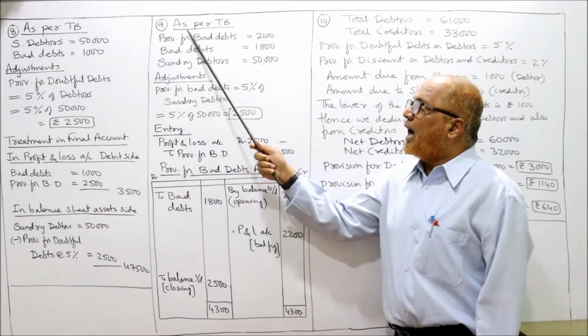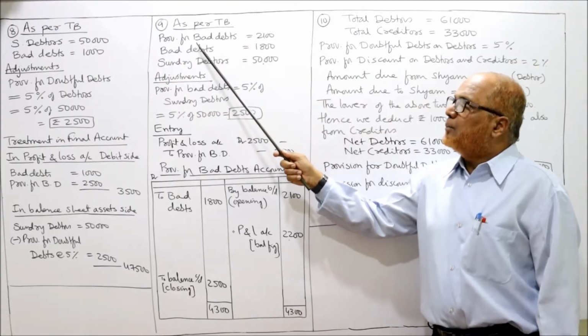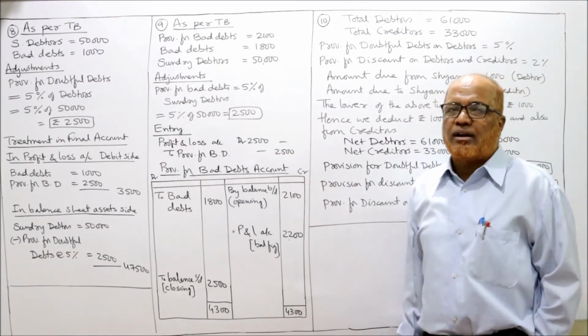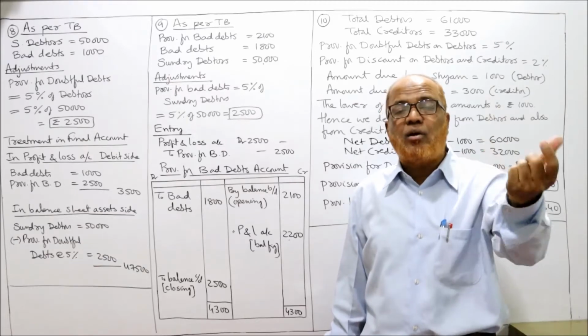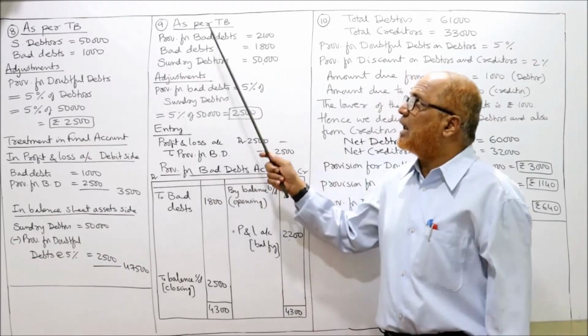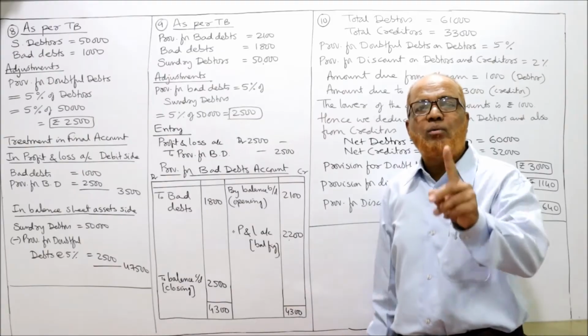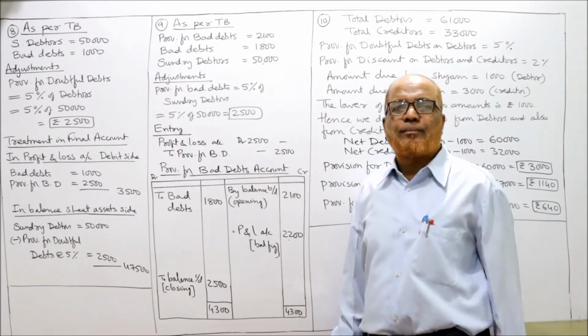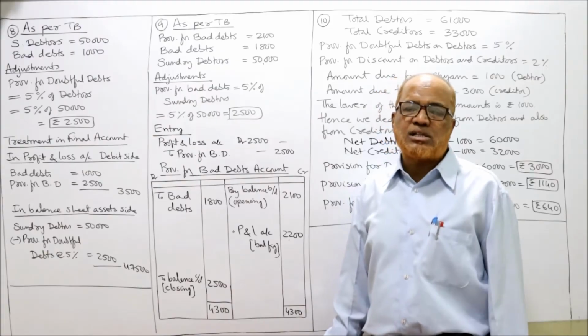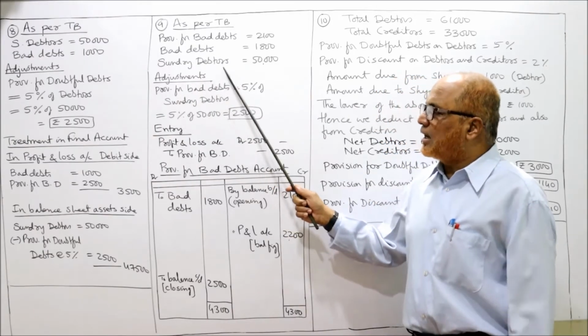Now, as per the trial balance, provision for bad debts is 2,100. This 2,100 is the provision for doubtful debts at the beginning of the year. This is given in the trial balance, so it will appear only once. Sundry bad debts. Bad debts are 1,800 rupees. This is also given in the trial balance itself. Then sundry debtors.